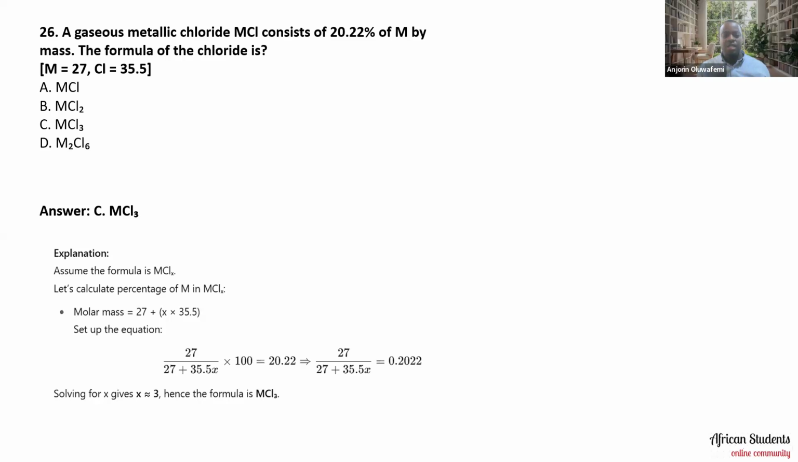If that is the case, when we do a cross multiplication and flesh it out as we calculate, you discover that your X will be equal to approximately 3. Hence, the formula is MCl3. So that's how we arrived at that.